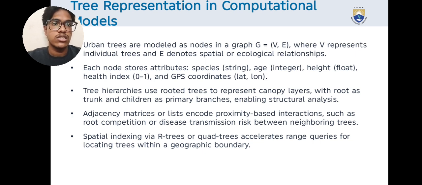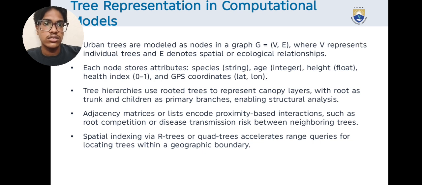Tree representation in computational models. Urban trees are modeled as nodes in a graph G equals (V, E), where V represents individual trees and E denotes spatial ecological relationships. Each node stores attributes: species (string), age (integer), height (float), health (index 0 to 1), and GPS coordinates (lat, long).